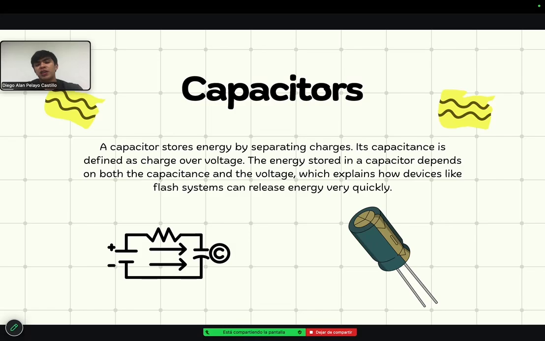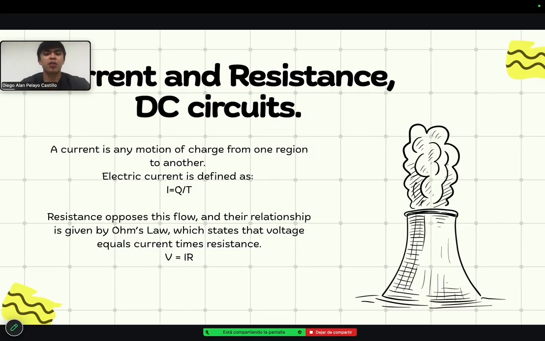The applications in daily life and the real world for capacitors are, for example, stabilizing voltage in power supplies, smoothing electrical signals, providing quick bursts of energy, which is our main goal for the challenge, and supporting devices during rapid on-off cycles. So later we have, for the last topic, current, resistance, and DC circuits.